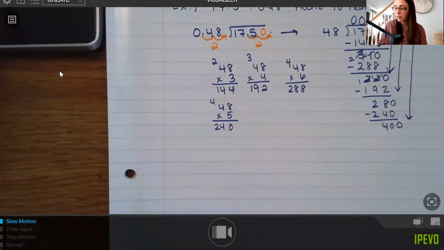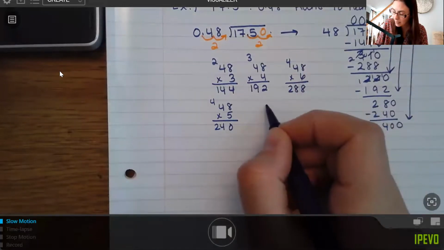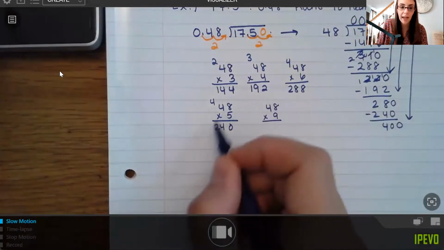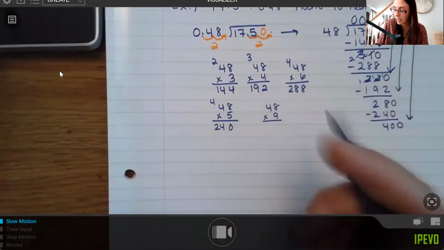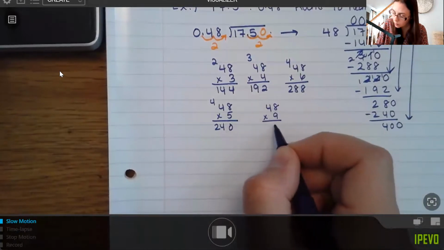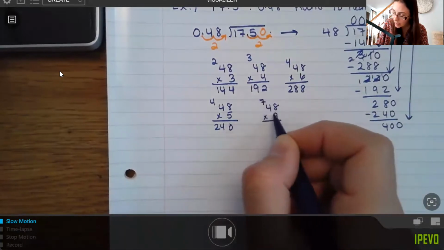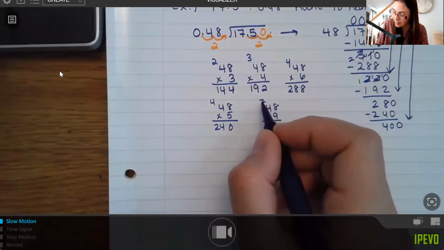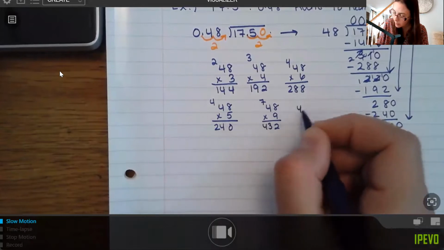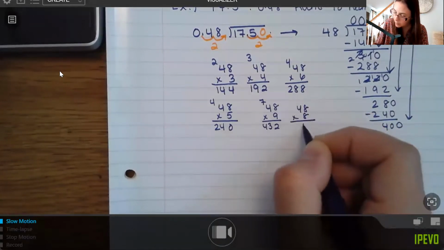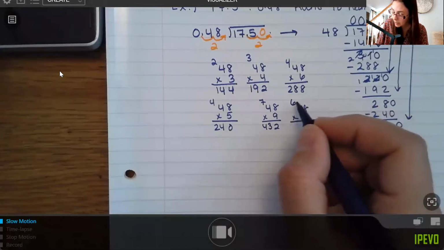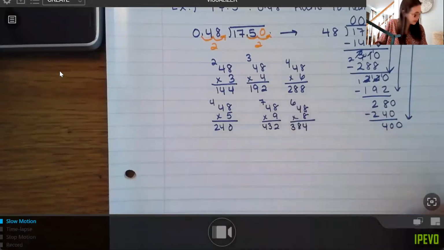Now that's quite a large number, so I'm going to guess maybe times 9 or times 8, because that's much bigger than what I already have here of 240 and 288. So let's try times 9. 9 times 8 is 72. So here I have 36 plus 7, so that's going to be 43. That looks too big. So let's try 48 times 8. That's going to be 64. And then here I have 32 plus 6 is 38. So that looks good.